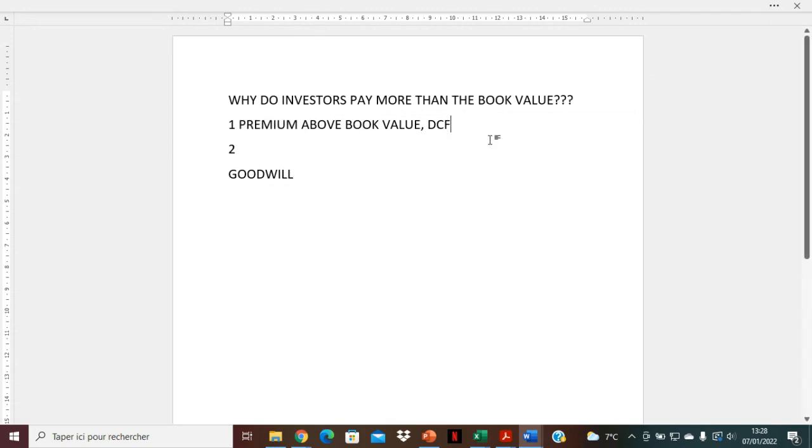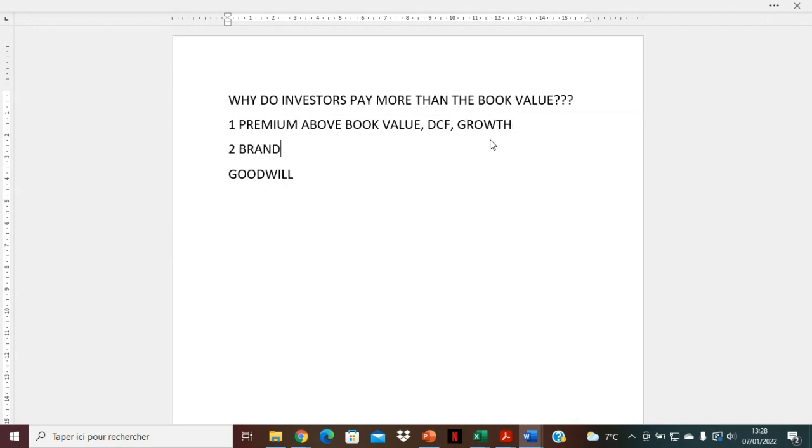Growth of the company, yes, growth potential. Okay, obviously that is also reflected in the discounted cash flow method. Yes, but I would pay money for this. Okay, the brand of the company, that is true.